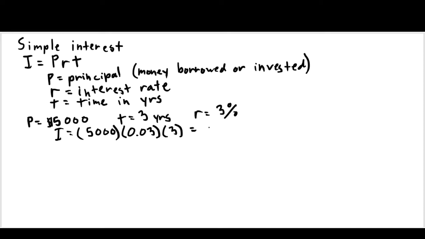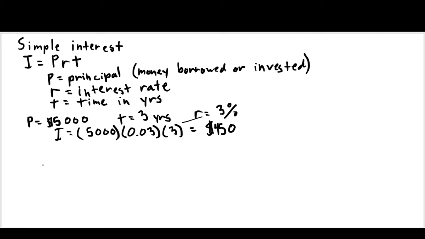And you just multiply those together. A simple calculation on your calculator. Let me just do that real quick. 5,000 times 0.03 times 3 equals $450. So that means that after 3 years, you would have to pay back not only the $5,000, but also $450 in interest. Or this could work for you as well. If you invest this money in an account that earns simple interest, then after 3 years, you would have earned $450 in interest.